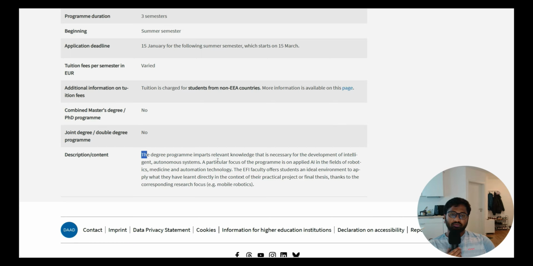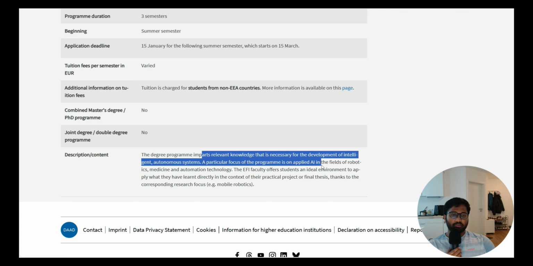And the description and content of the degree, you can go through here. The program imparts the knowledge necessary for the development of intelligent autonomous systems. A particular focus of the program is on applied AI and the fields of robotics, medicine and automation technology.